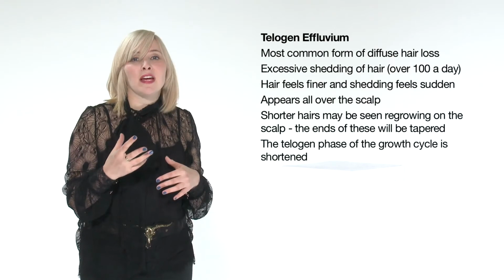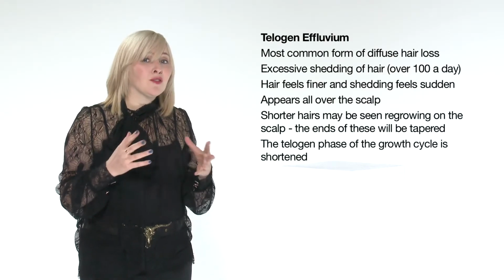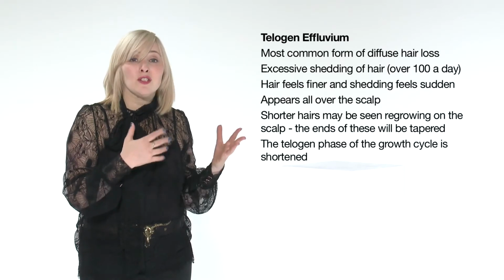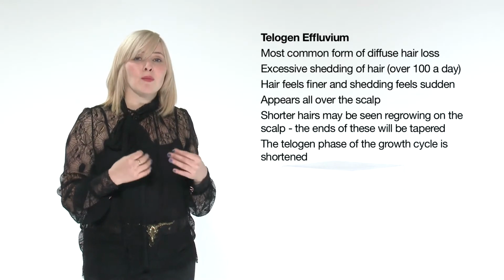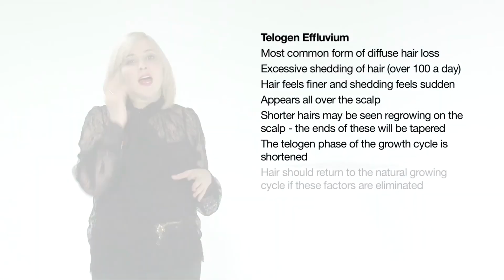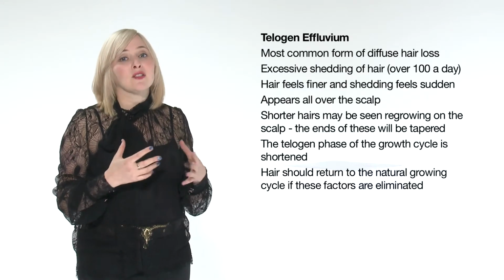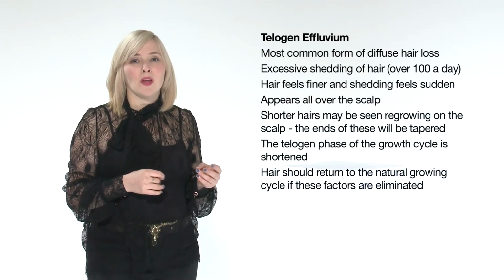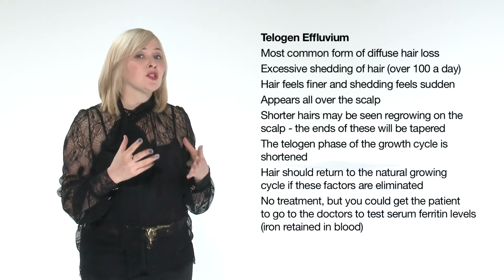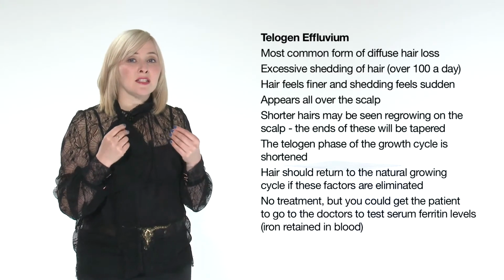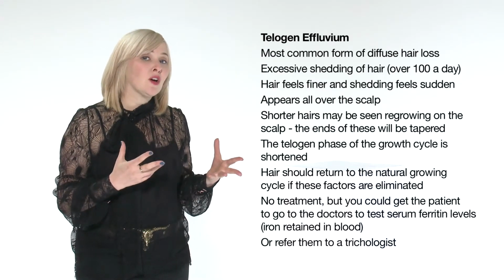The telogen phase of the growth cycle is shortened. This can be for a number of reasons, such as insufficient food, stress, bereavement, drugs, blood loss or fever. Hair should return to the natural growing cycle if these factors are eliminated. There is no treatment, but you could get the patient to go to the doctors to test their serum ferritin levels or refer them to a trichologist.